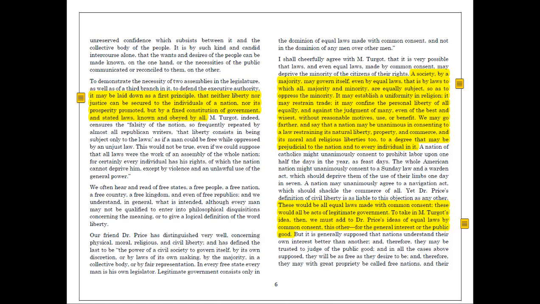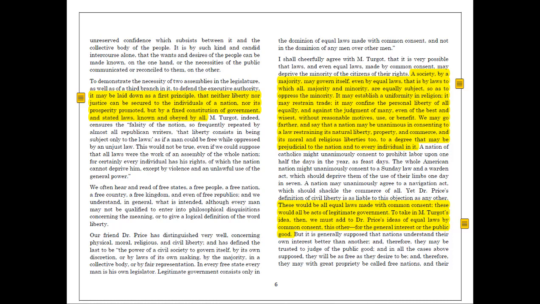Now, it's not a hard metaphor to imagine a fascist government, but it's more interesting to consider, could a popular democratic government with a fixed constitution deprive people of liberty and justice? Come to the right-hand column of page 6, the first full paragraph there. Adams writes, I shall cheerfully agree with M. Turgot that it is very possible that laws, and even equal laws made by common consent, may deprive the minority of the citizens of their rights.